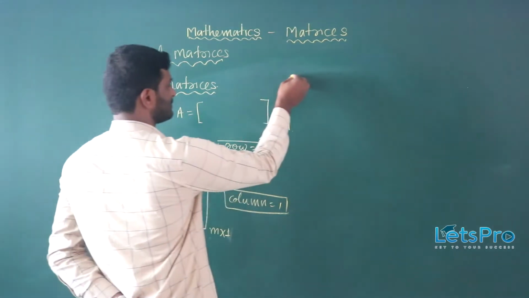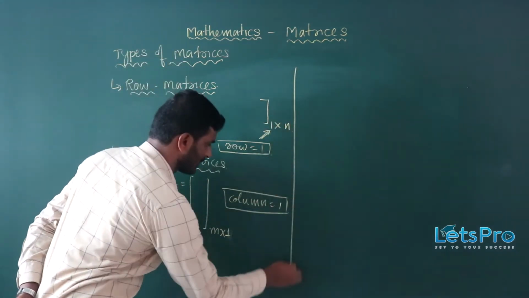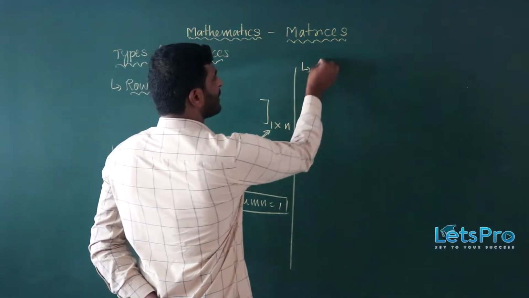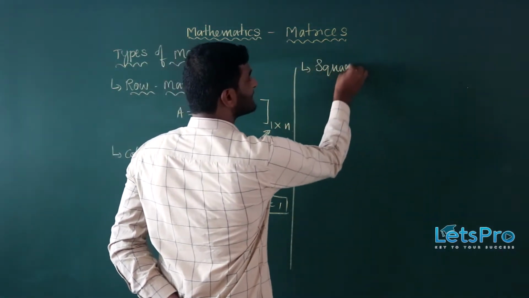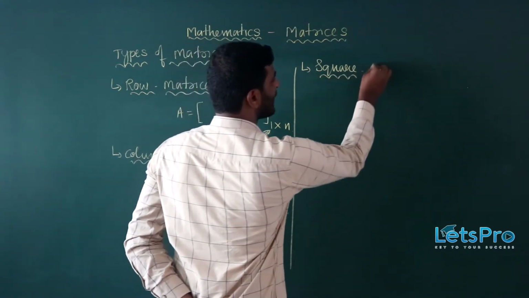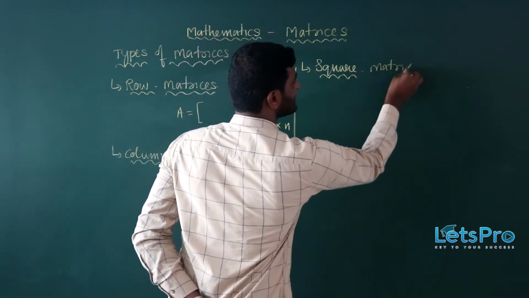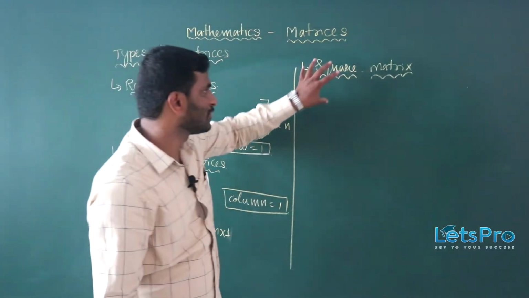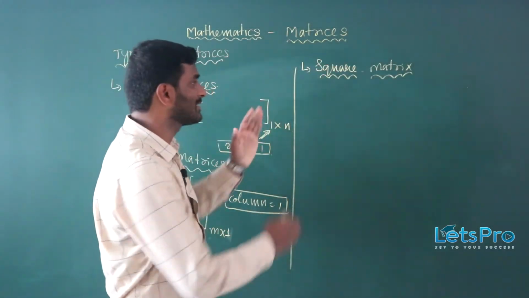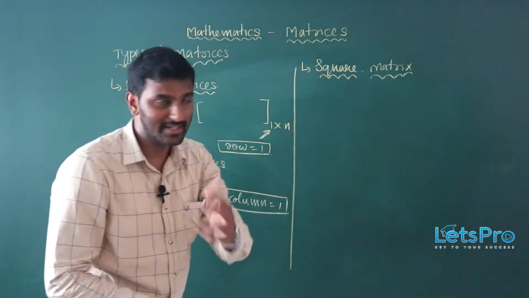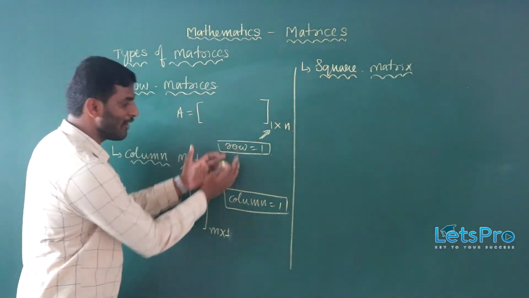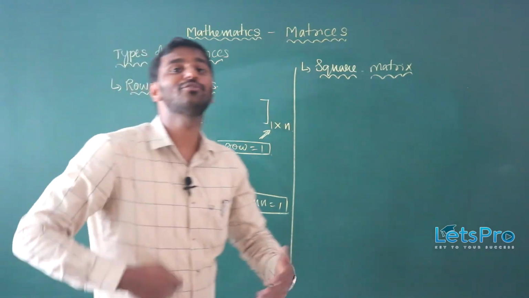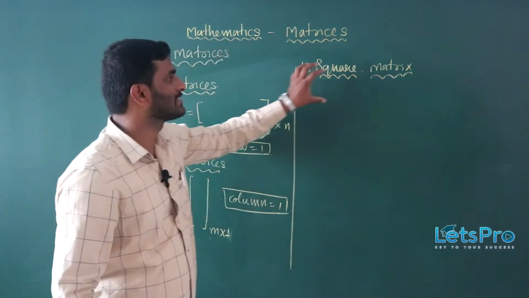The next one is the square matrix. The word itself gives the definition. What is a square matrix? Square is nothing but all the sides are equal. Here, the number of rows is equal to the number of columns. It is known as a square matrix.